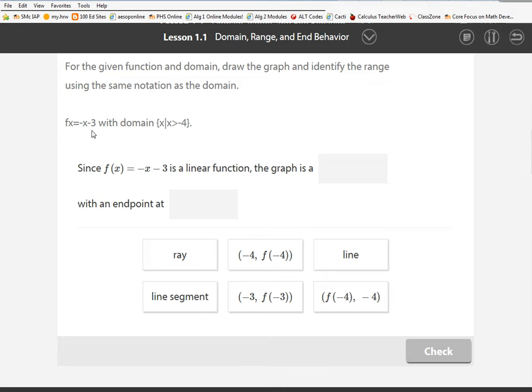It's going to be a linear function. The graph is a what? So it's a linear, it's going to be a ray this time, isn't it, right? Because we're erasing half of the line, so it's half the line. I mean, it's a portion of the line, right? With an endpoint at where? Those look kind of weird, but I don't just want an answer here, I want an explanation.